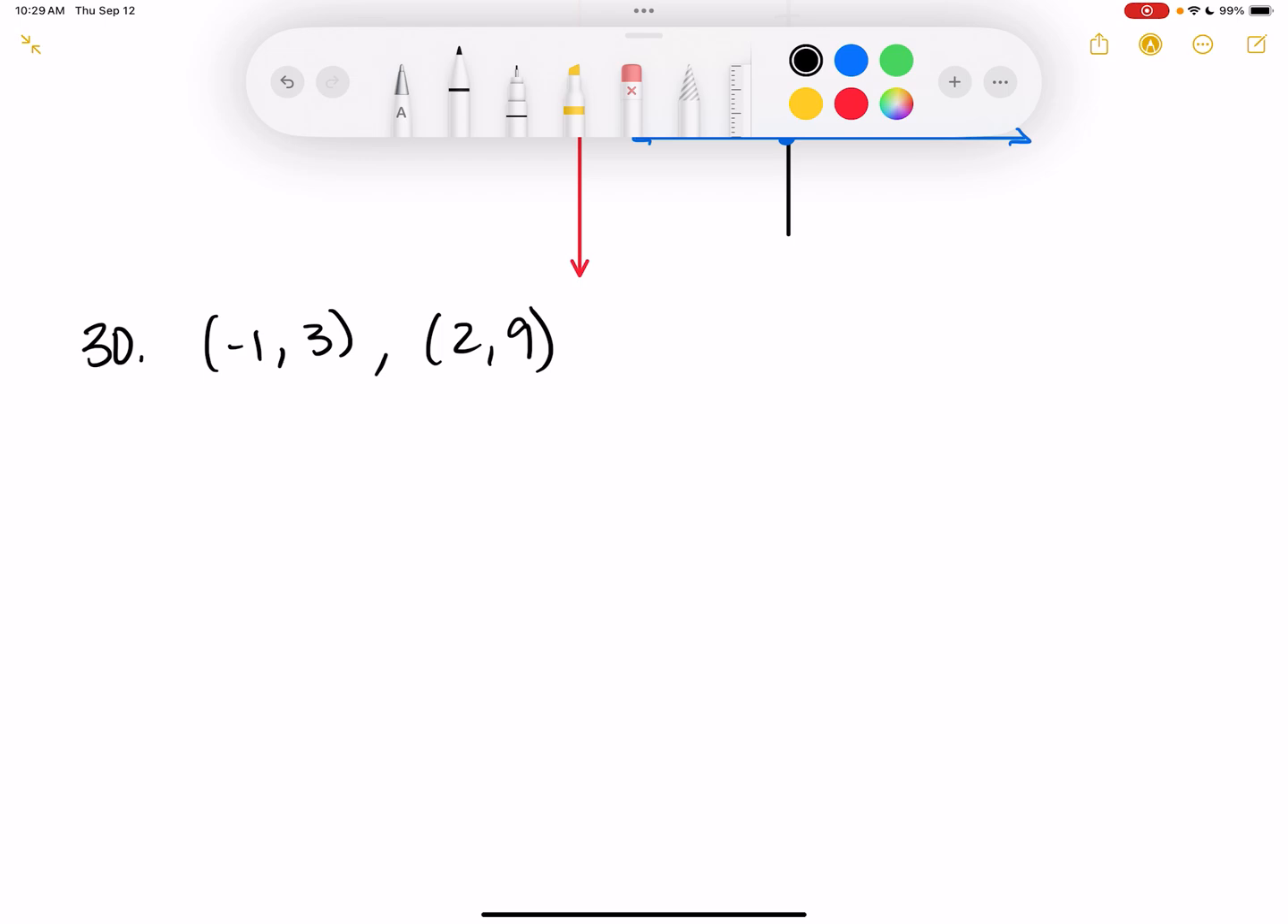How do I find slope? You do y1 minus y2 over x1 minus x2, or the other way around. So 9 minus 3 over 2 minus a negative, so plus 1, gives me 6 over 3, so 2. Now, does it matter which point I choose? No, because they're on the same line. Correct. So which one do y'all want to do? The first one or the second, 2, 9? 2, 9 because there's no negatives. It's fine. All right. What's the equation?